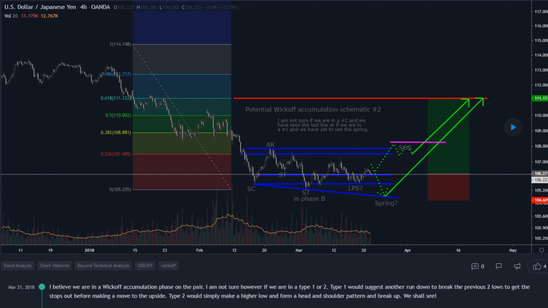This is pretty old, but it's exactly the same situation. Basically, I was here. This was something that I actually posted, and we can see what happened after. But I was in this question mark zone, and this is the comment: I believe we are in a Wyckoff accumulation phase on the pair. I'm not sure, however, if we're in a type 1 or 2. Type 1 would suggest another rundown to break the previous two lows, like making the spring, to get the stops out before making a move to the upside. Type 2 would simply make a higher low and form a head and shoulder pattern and break up.